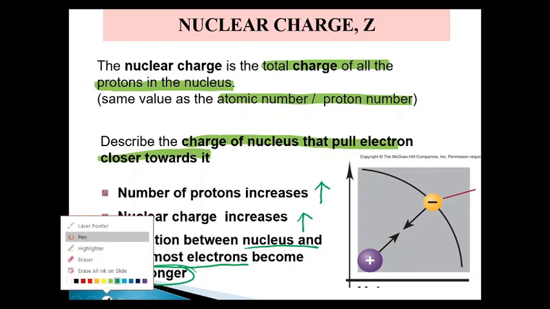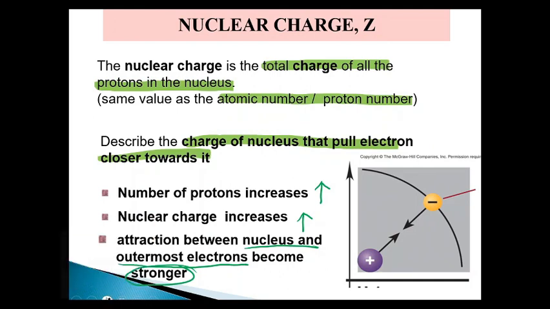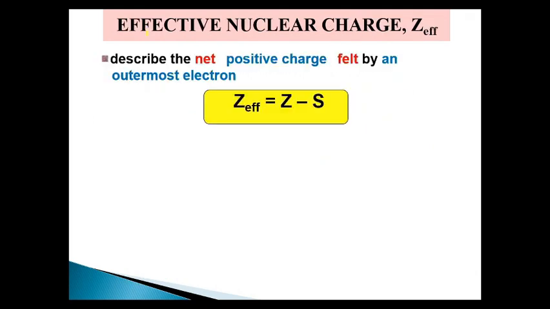Class, I want to remind you that you can't just write attraction will become stronger. No, you have to write attraction between what and what. That is, the attraction between nucleus and outermost electron becomes stronger. I'm highlighting the words nucleus and outermost, which means it is compulsory to have that in your answer.